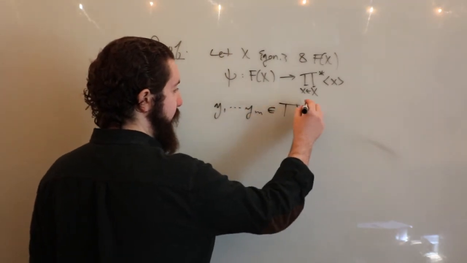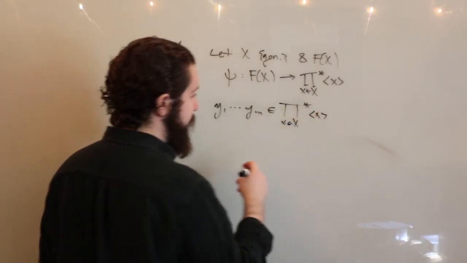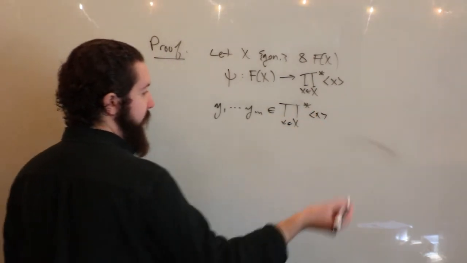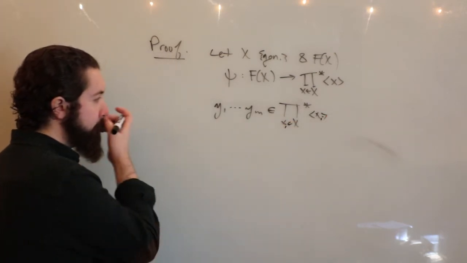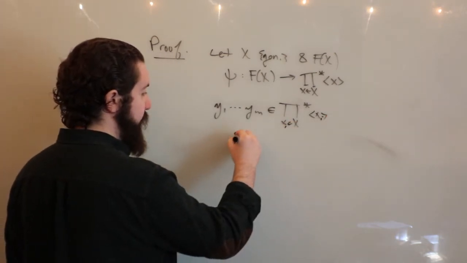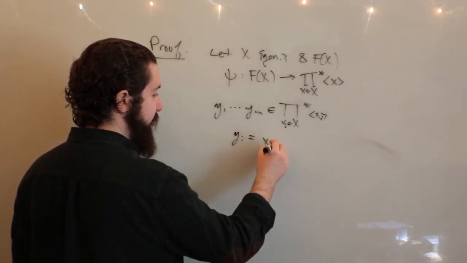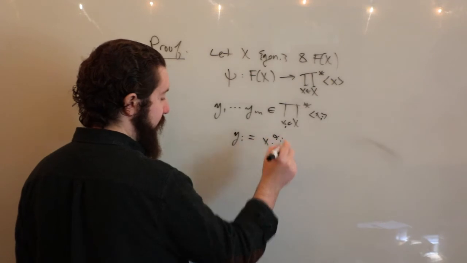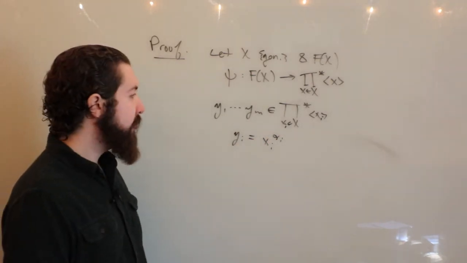In the free product of these cyclic groups, we're going to have, if you will, that each y sub i is equal to x sub i to some power alpha sub i, right? This is the definition of the cyclic group.